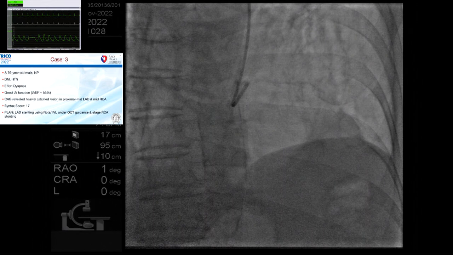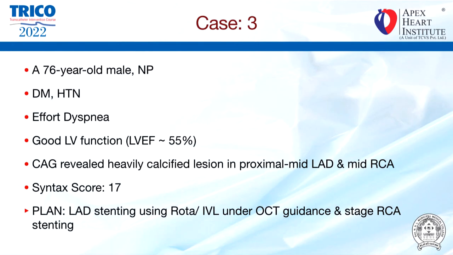So coming to case number 3, he's a 76-year-old male, diabetic and hypertensive, presented with effort dyspnea, NYHA class 2, with a good LV function. Angio revealed heavily calcified lesion in proximal to mid LAD and mid RCA. Syntax score is 17, and today's plan is LAD stenting using rota and/or IVL under OCT guidance. RCA will be staged on a later date, and circumflex might be done today if time permits.